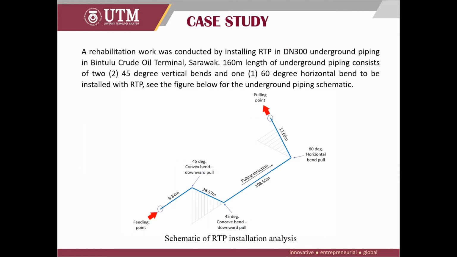Case study. A rehabilitation work was conducted by installing RTP in nominal diameter 300 underground piping in Bintulu Crude Oil Terminal, Sarawak. A 160 meter length of underground piping, consisting of two 45-degree vertical bends and one 60-degree horizontal bend, was to be installed with RTP. See the figure below for the underground piping schematic.